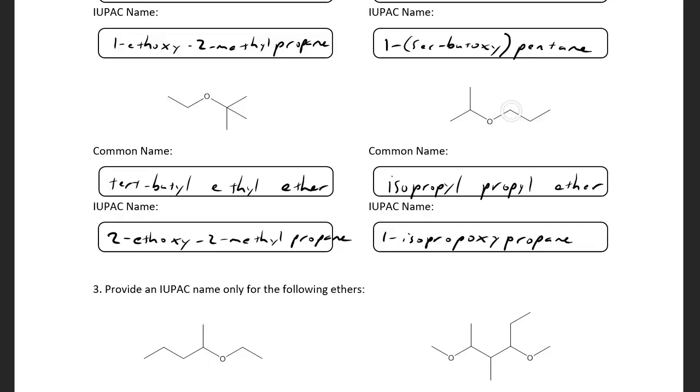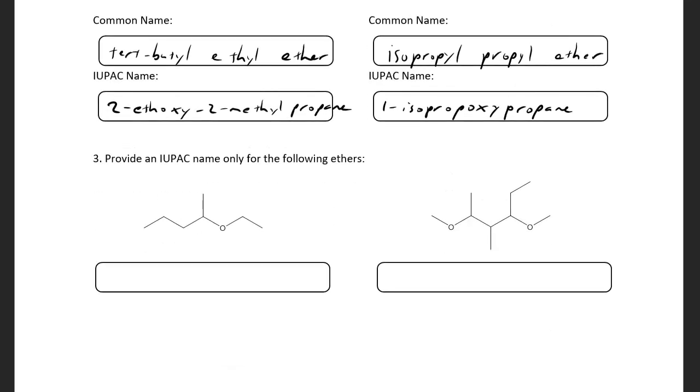So again, our oxygen is on carbon number 1 of our longest chain. We could have put it at carbon number 2 and said propyl, but we want it at the lowest possible number on our parent chain. So propane is our parent chain. And then we have an isopropyl group attached to our oxygen, so that makes that an isopropoxy substituent.